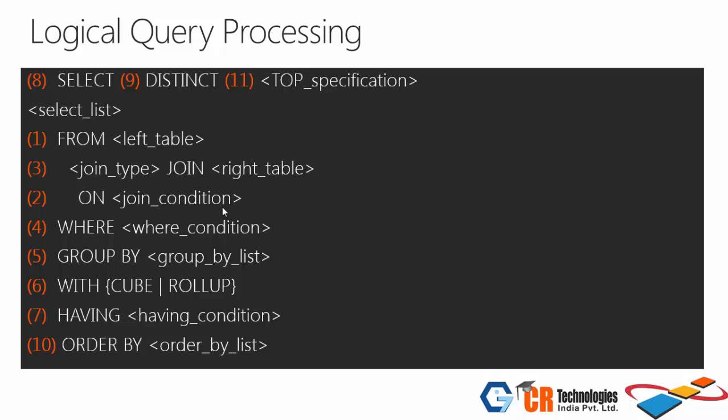If you didn't have a step number 11, then the cursor itself would be returned to the calling application if you had an order by clause. Now this, in simple, is the logical query processing.